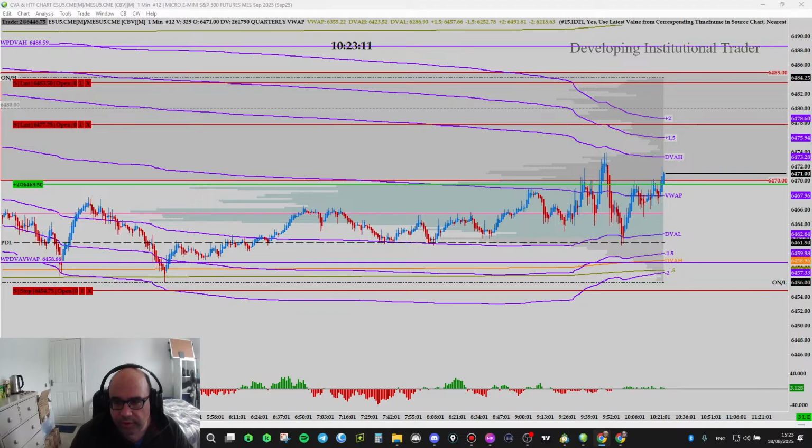Okay, I'm back now. We saw that price finally broke above the VWAP again. Now let's see how the price action is gonna develop. I'm confident we're gonna hit the overnight high today, maybe by the end of the day, or who knows.